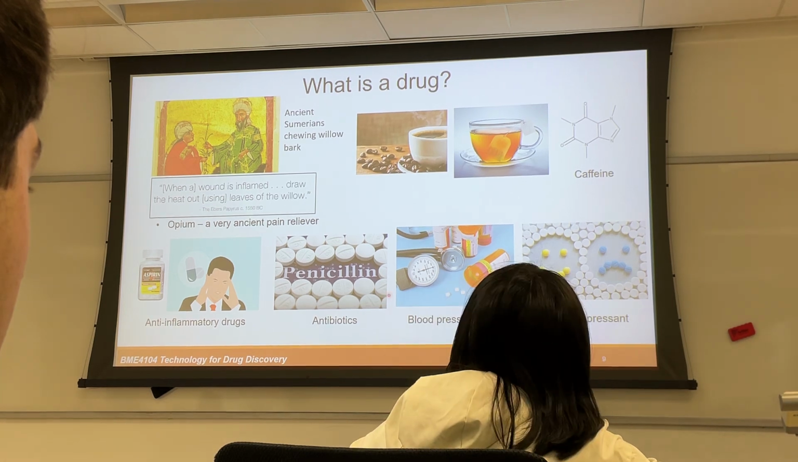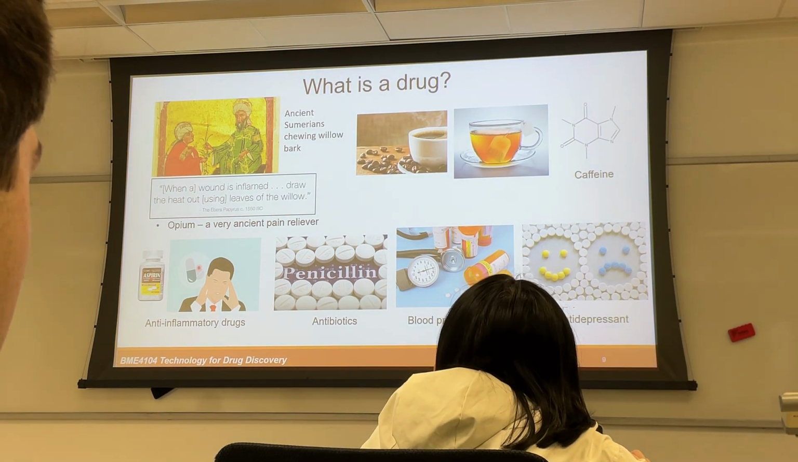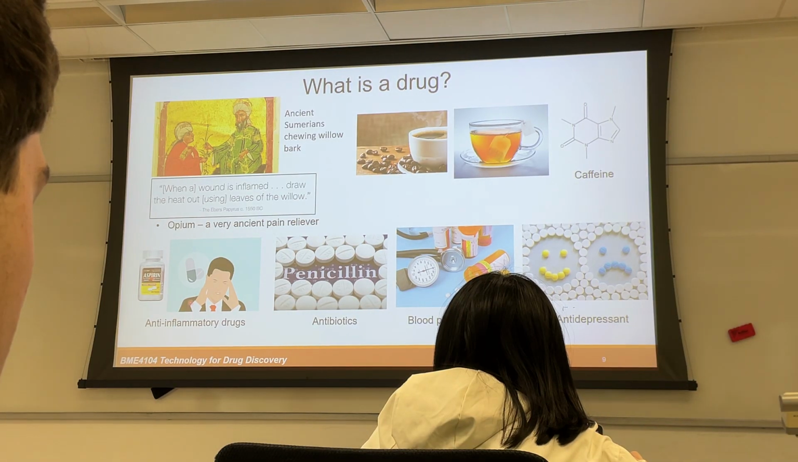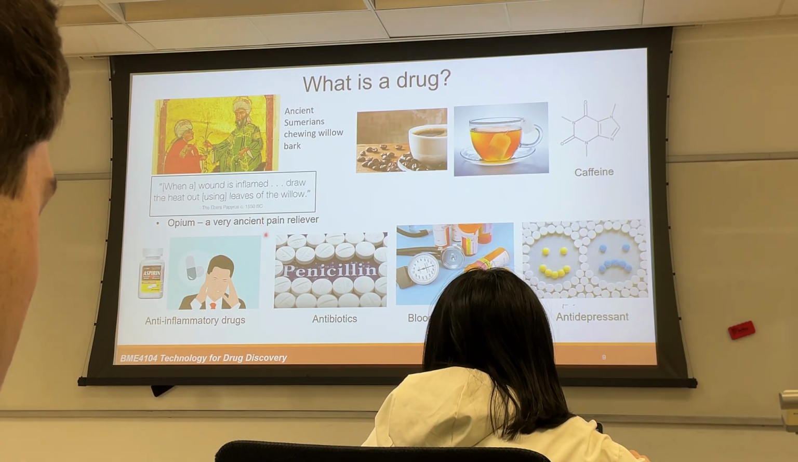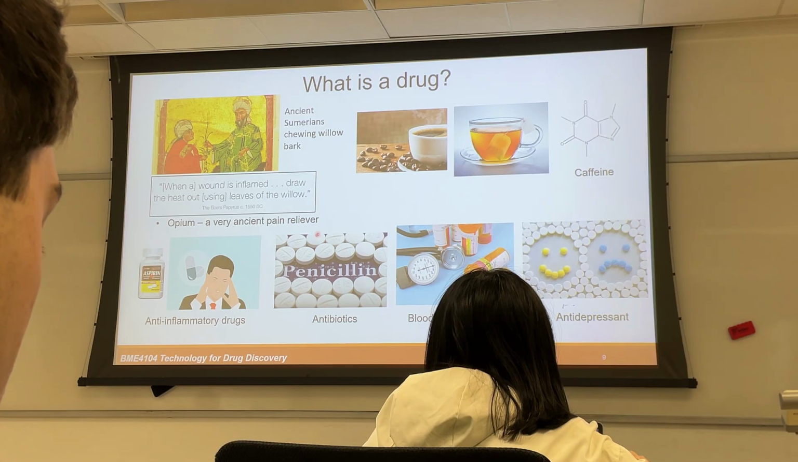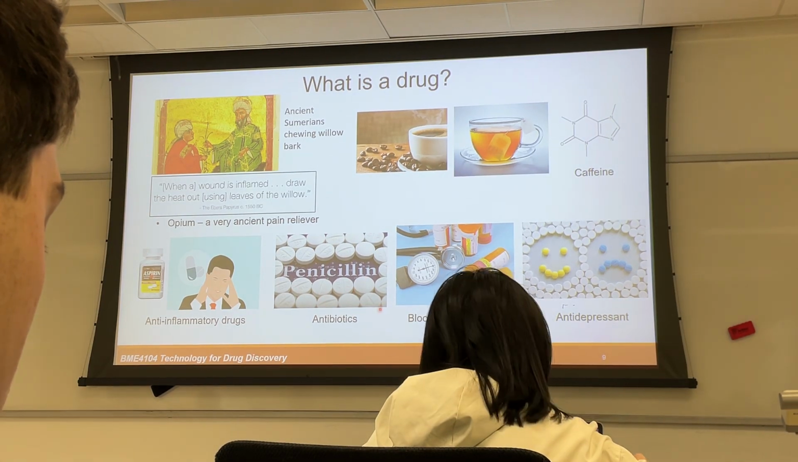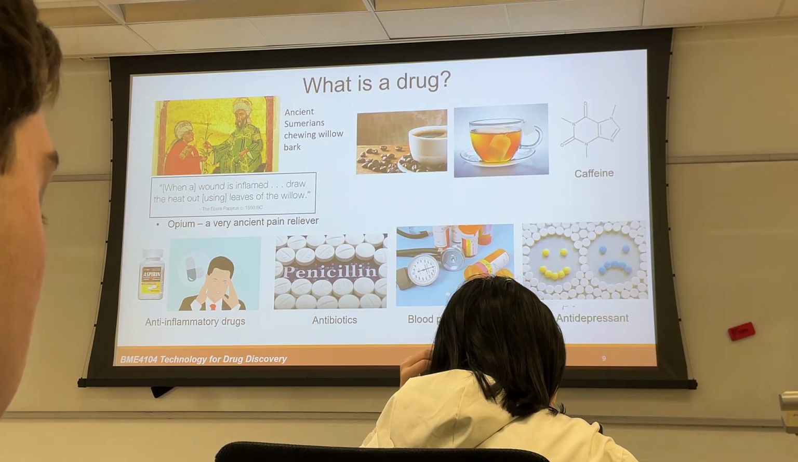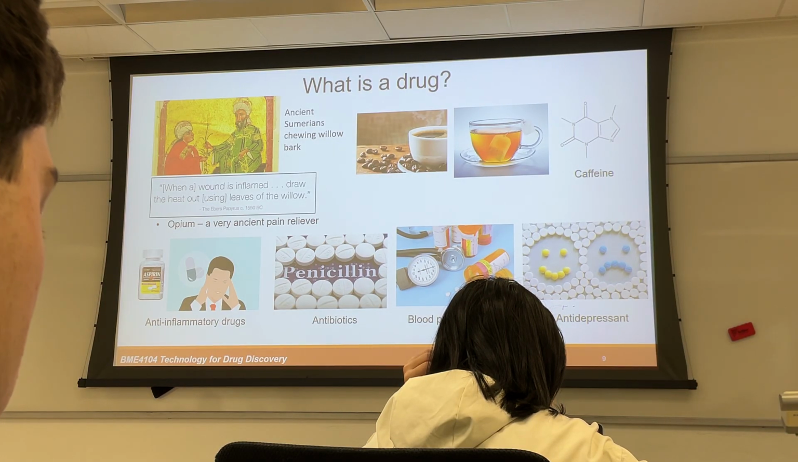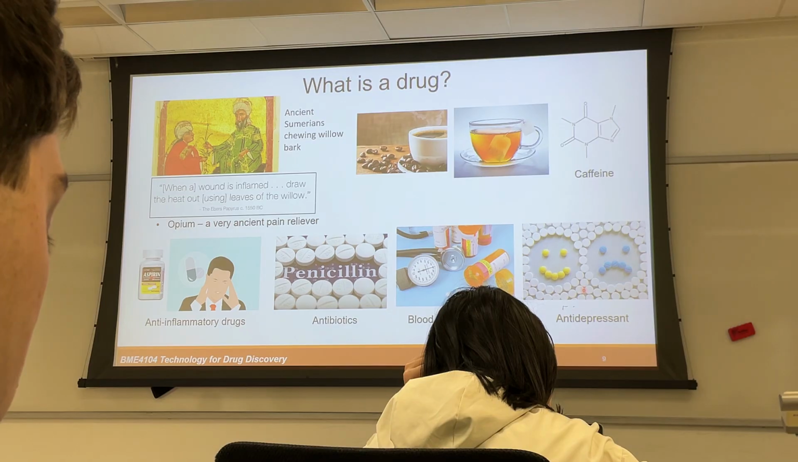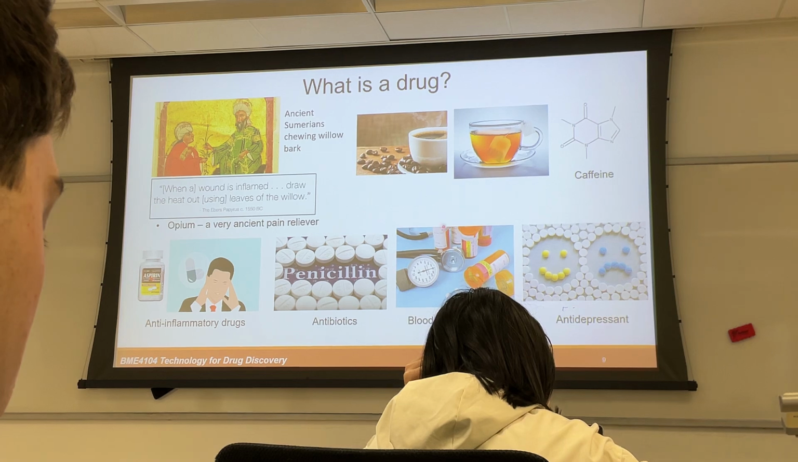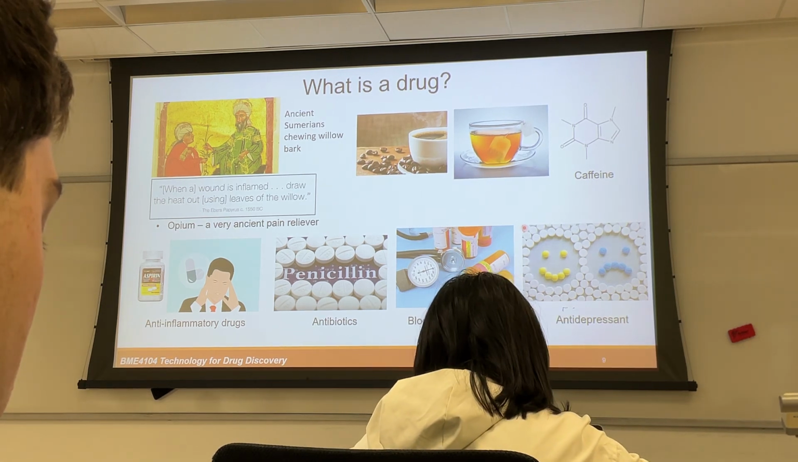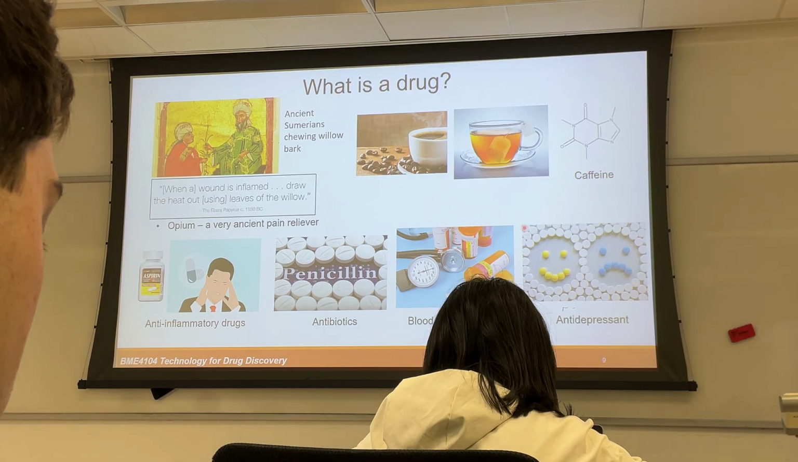Then it comes down to the normal medicine that we take. When you have a headache, you can take anti-inflammatory drugs to relieve your pain. When you have a bacterial infection, you can take antibiotics like penicillin to suppress it. We have medicines to control your blood pressure, and for mental health issues, we also have antidepressant medicine. So these are more modern, but I want you to know that the definition of drug itself is actually quite broad.